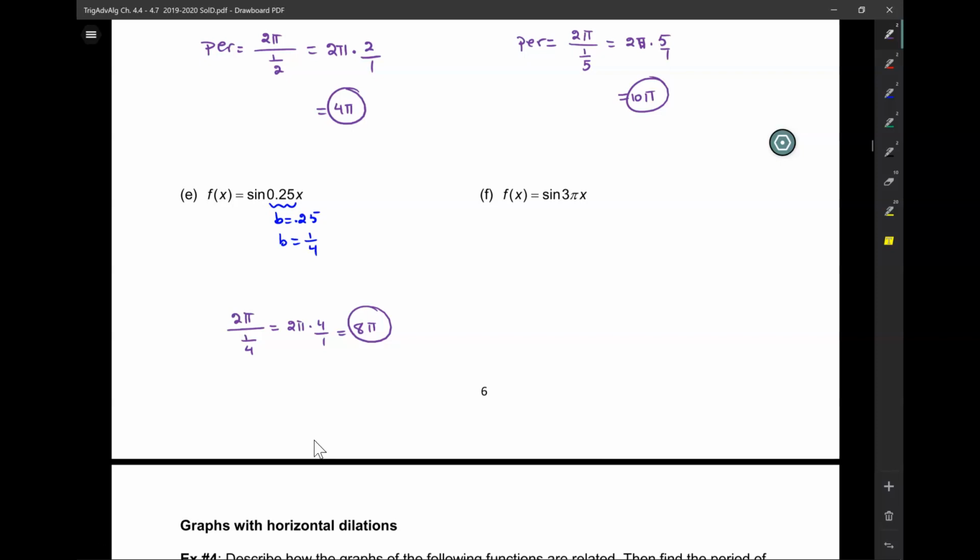What about here? It's 2 pi over what? 3 pi. 2 pi over 3 pi. The pi's cancel and it's just 2 over 3. That's okay.